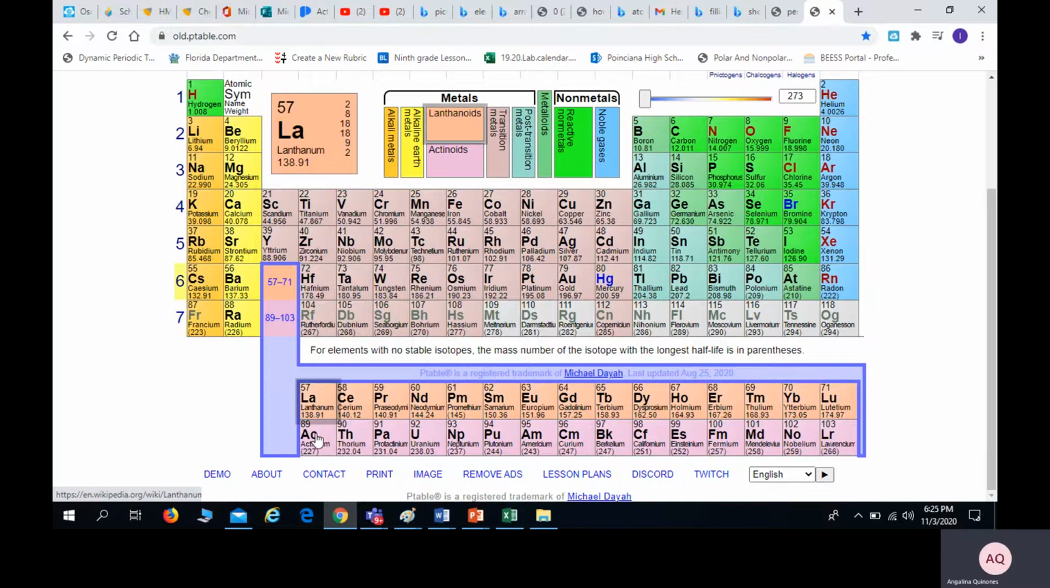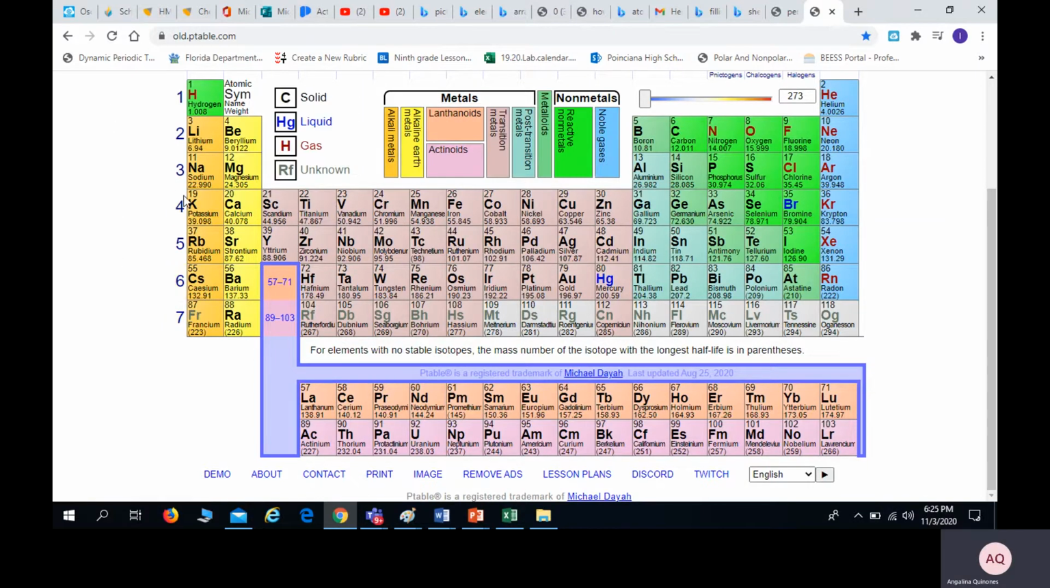The only reason that the lanthanide and actinide series are put down here is because if we were to put all of these elements inside of the periodic table, it would be too long to fit inside of a standard notebook or a standard textbook. So they basically just separated these two rows so that it could be a little bit less wide, so it could fit into textbooks and stuff like that.